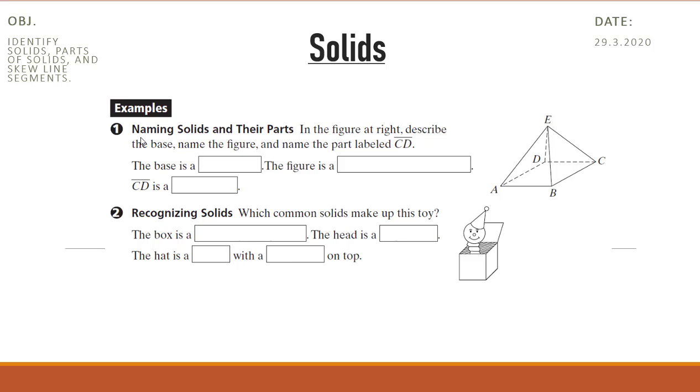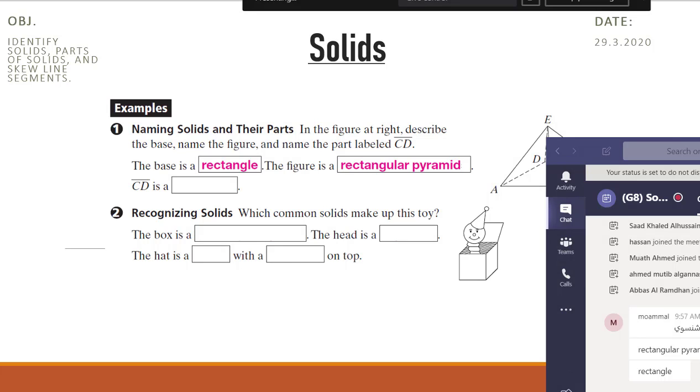In this example, we are going to name solids and their parts. In this figure, describe the base, name the figure, and name the part labeled CD line segment. Can you see the base here? If you know the shape of the base, you can let me know in the chat. The first question is the base. What is the base? The base is a rectangle. And of course, the figure is a rectangular pyramid. Excellent, Mu'ammal.